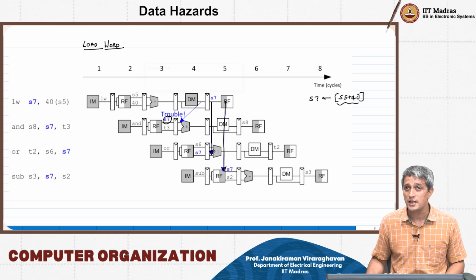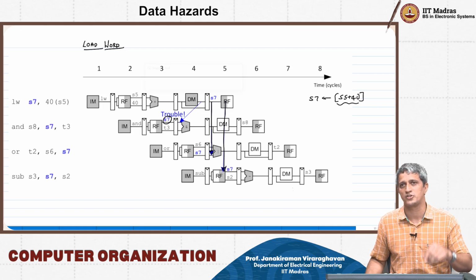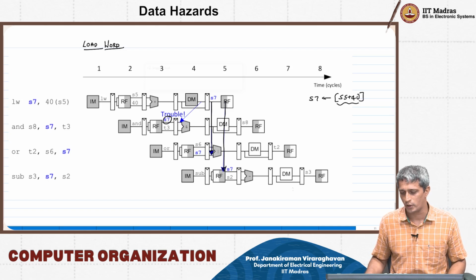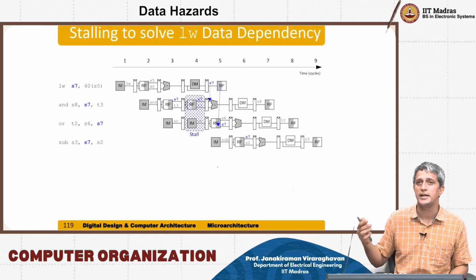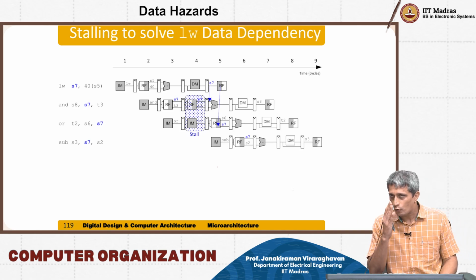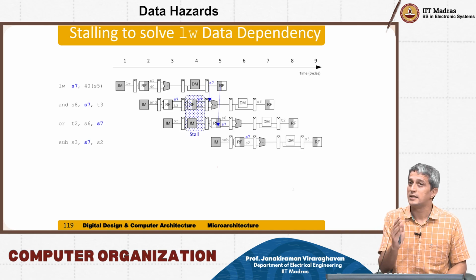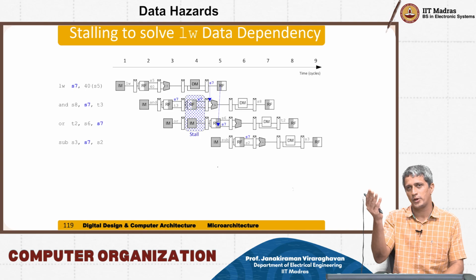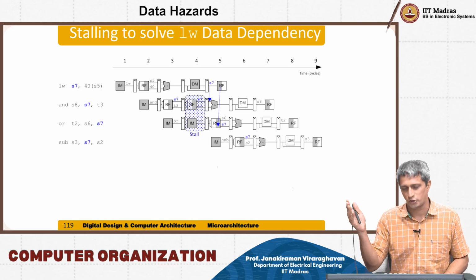However, there is nothing that you can do about the immediate next instruction trying to consume the result of the load word. The only way that you can solve this problem is to introduce what is known as a stall. You just force the processor to wait one cycle without doing anything, then the result is available from the data memory, then you can forward to the ALU and continue the operation.